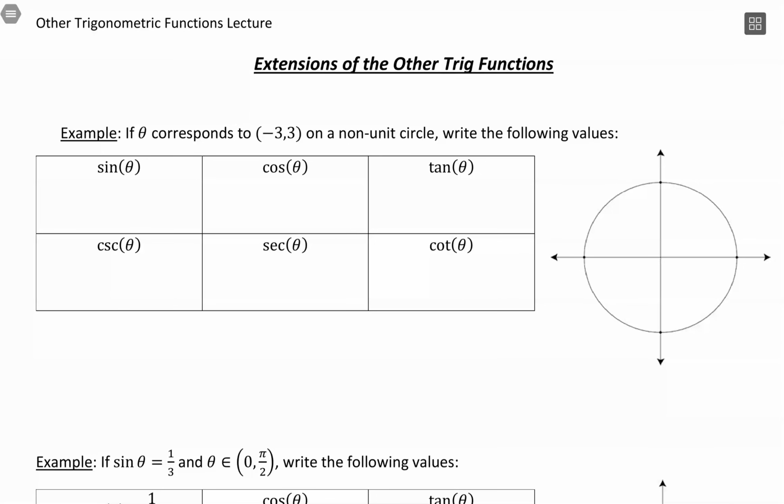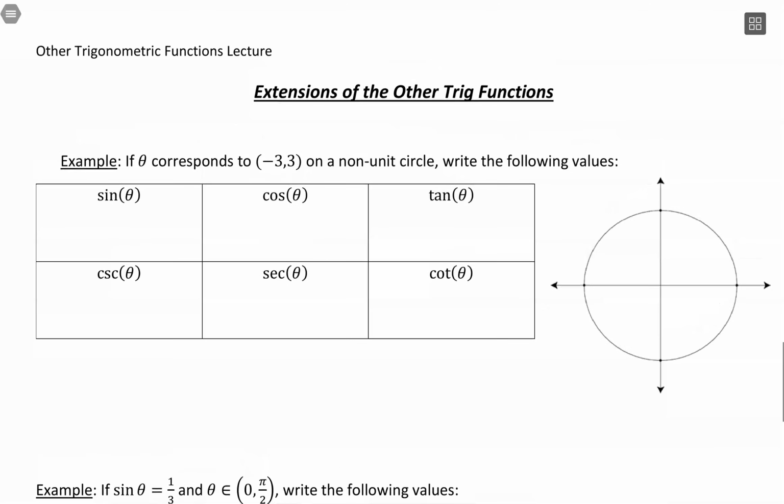This is just to look at some other scenarios that we can solve with our other trig functions. So let's say we have some angle measurement that's unknown, and it corresponds to the coordinate -3, 3 on a non-unit circle. And we want to find sine, cosine, tangent, cosecant, secant, cotangent. Now something to note is that all of these values relate to the unit circle.